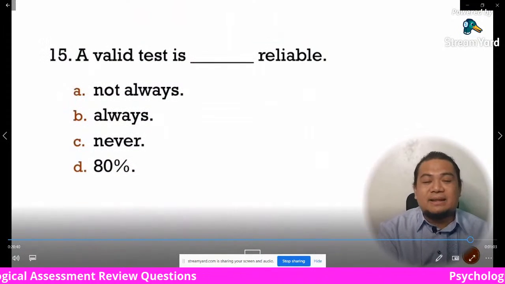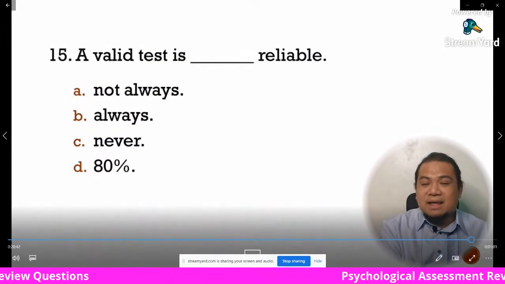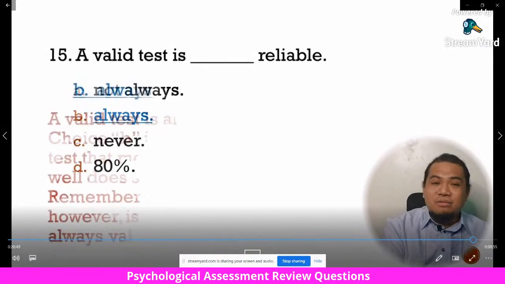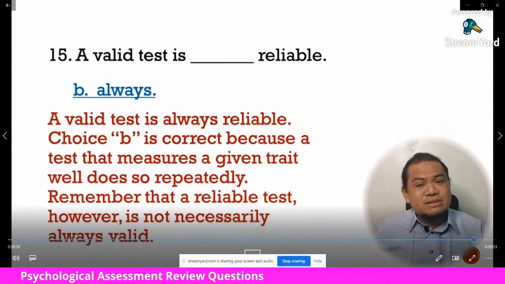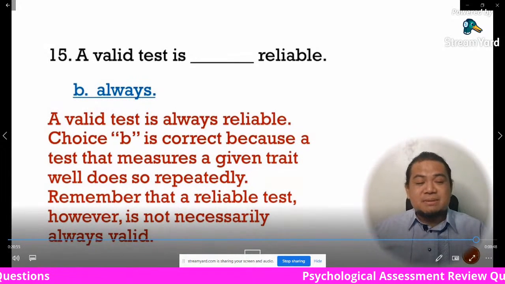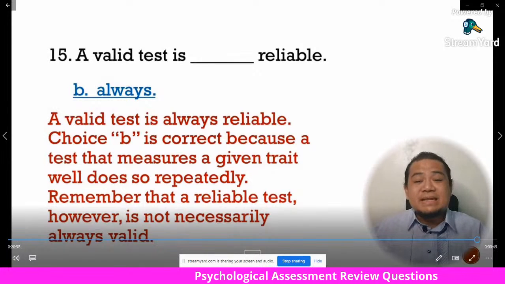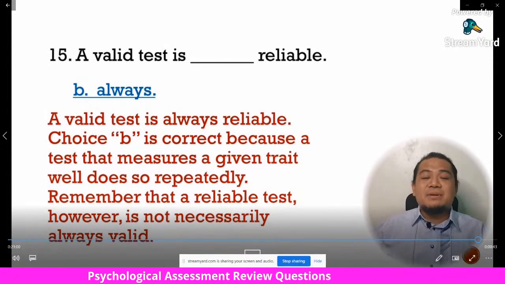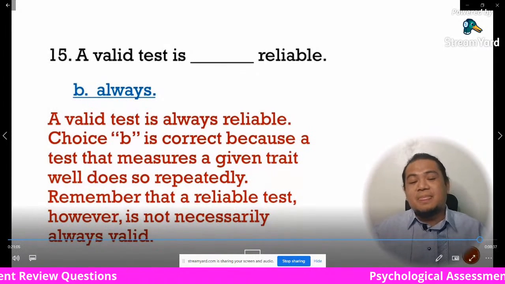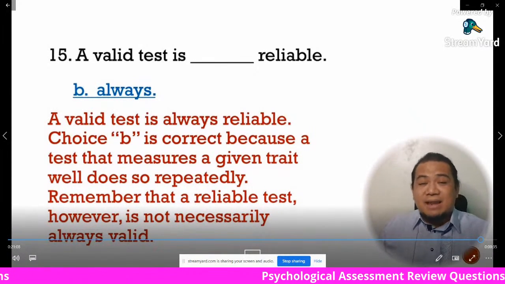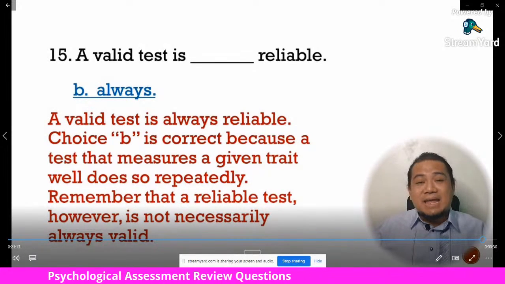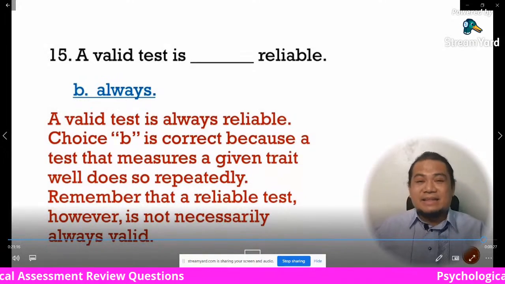And number 15, a valid test is blank reliable. And the answer is letter B, always. A valid test is always reliable. Choice B is correct because a test that measures a given trait well does so repeatedly. Remember that a reliable test, however, is not necessarily always valid. After all, a depression scale that was invalid and really measured anxiety could produce consistent, reliable anxiety data.